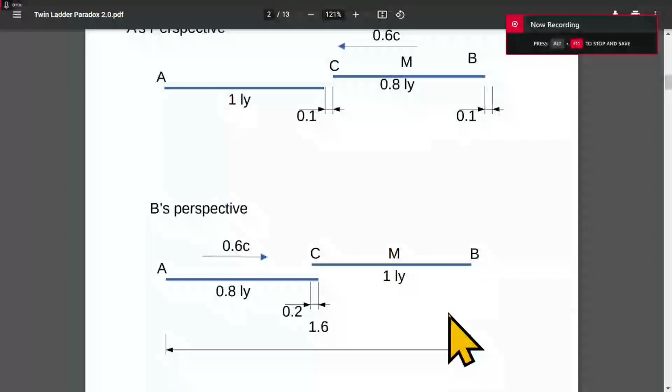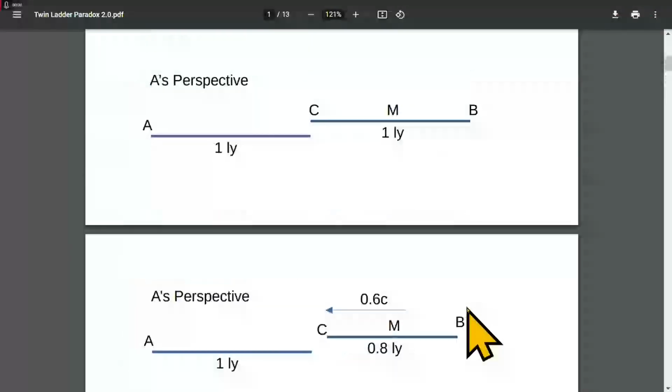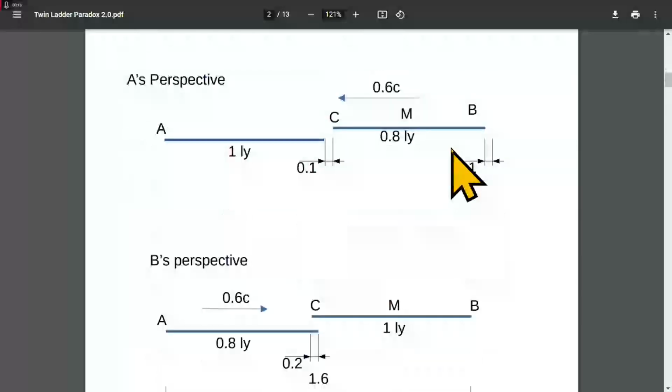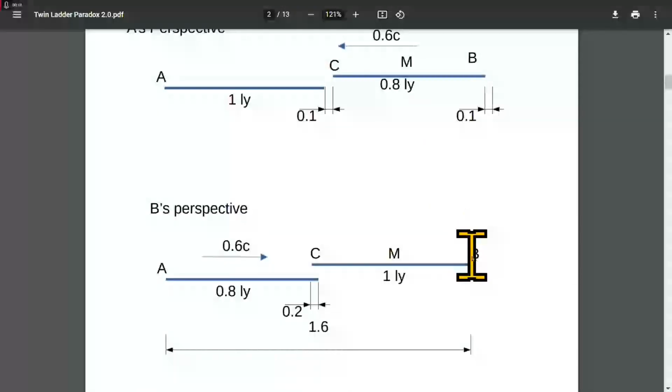Okay, so next, we are going to look at B's perspective. B's perspective is actually the most complicated one. Okay, so now, what is the total distance of this whole system? Well, it's 2 light years, right? Because there's 1 light year here, 1 light year. The whole distance is 2 light years. So let's look at B's perspective. From B's perspective, length contraction goes to the center. But since B is the moving object, length contraction goes to B itself.